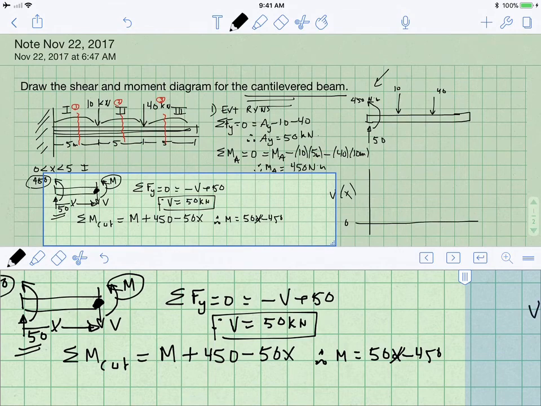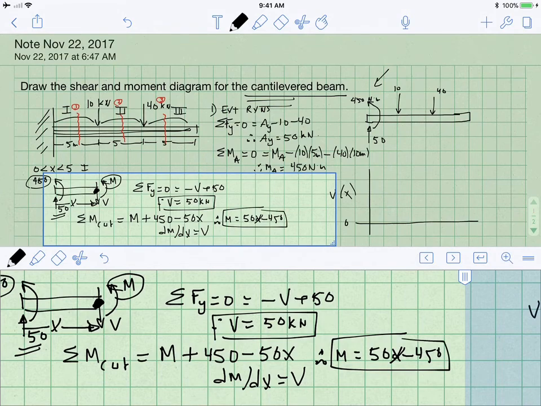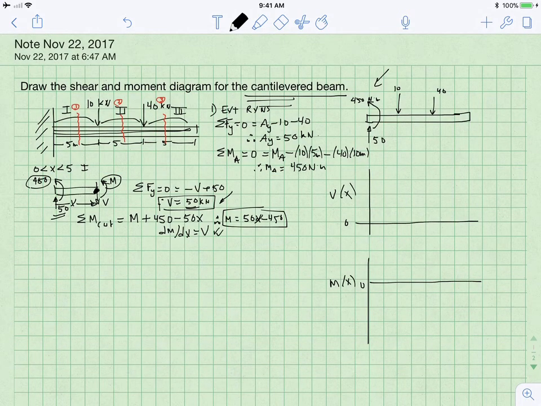So let's check, is dM/dx equal to shear? If I take the derivative with respect to x of this equation, I will get 50. 50 matches this value here, so things look pretty good. All right, so what this is telling us is that on our shear and moment diagrams, we have a value for shear, which is just simply a flat line at a magnitude of 50. So let's make that equal to 50, and we have a flat line.